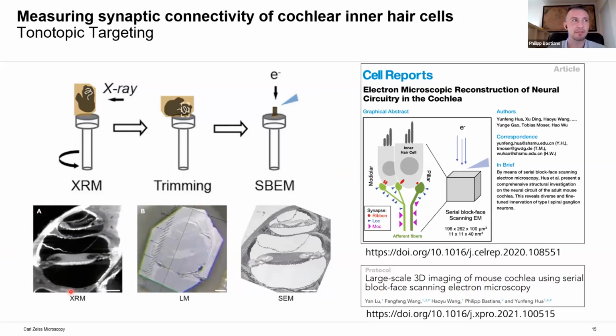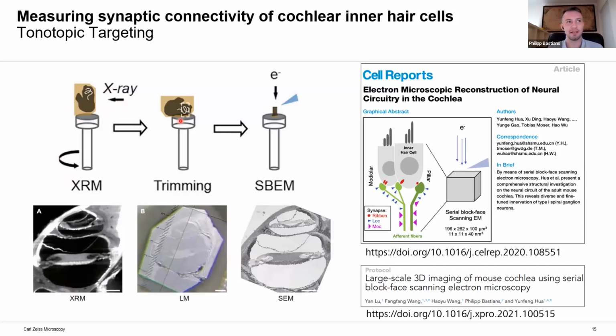For his specific research, he wanted to go in and look into the innervation, the specific innervation of the inner hair cells. So to be very precise and also consider his time and having effective scanning, he went in and captured an X-ray microscope data set first of that whole cochlea. Next, he used that information to trim down the sample to a very specific location.